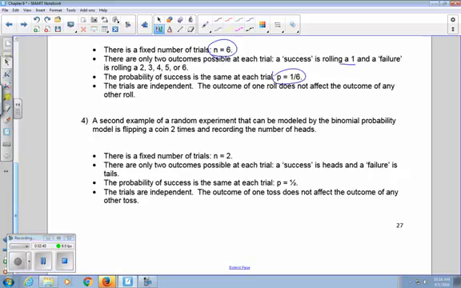So this is an example of when it would be good to use the binomial model. Okay, a second example of a random experiment that can be modeled by the binomial probability model is flipping a coin 2 times and recording the number of heads. So there's a fixed number of trials. We're flipping a coin 2 times, n equals 2. There are only 2 outcomes in the trial. Success is getting a heads, failure is a tails. The probability of success is the same at each trial, and that is 1/2, and the trials are independent, as in the outcome of one toss does not affect the outcome of another toss.